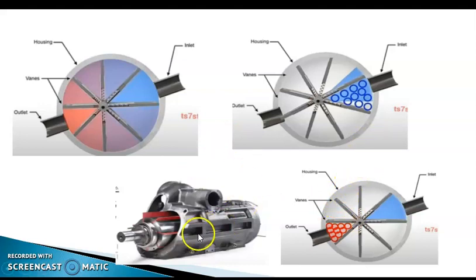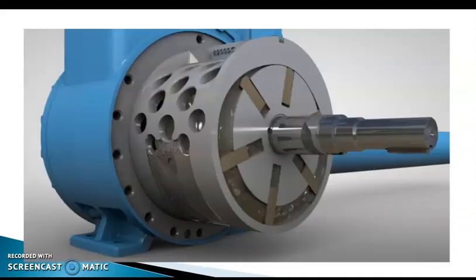And here I am showing you the actual rotary compressor. The red color you observe, these are the different types of vanes, this is your rotor, and this is your rotor shaft. So this is all about the construction detail and the working principle.